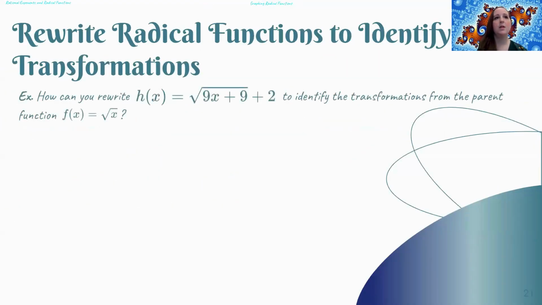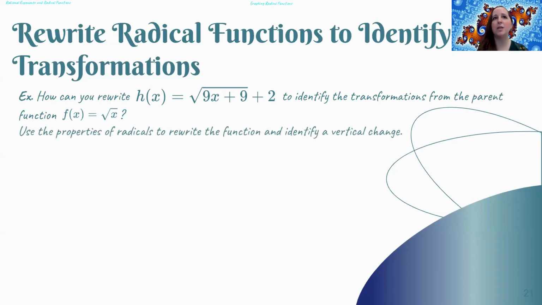Okay. How can you rewrite h of x equals the square root of 9x plus 9, plus 2 to identify the transformations from the parent function f of x equals the square root of x? Okay. I'm looking at the same thing. I'm looking at what's underneath that radical symbol that I can simplify. What I can do is I can factor out a 9. Right? So I can rewrite this as the square root of 9 times the quantity x plus 1, plus 2.